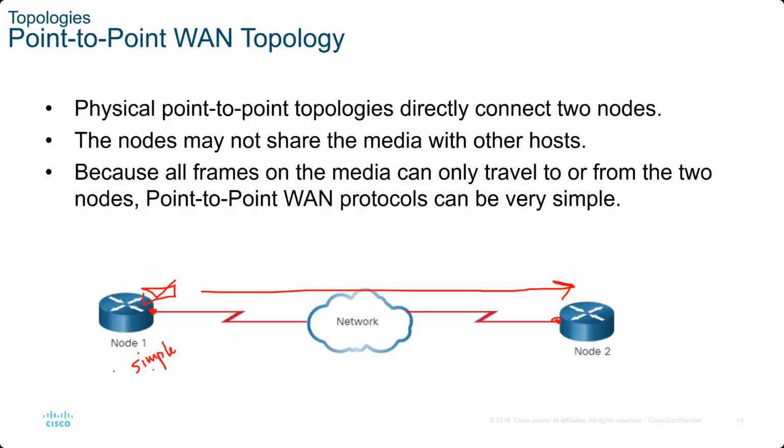Why? Because there are hardly any problems to solve. It's very simple. You send something from here, it is always received here. There is no problem in this case. So the protocol for a point-to-point WAN protocol is very simple and easy.